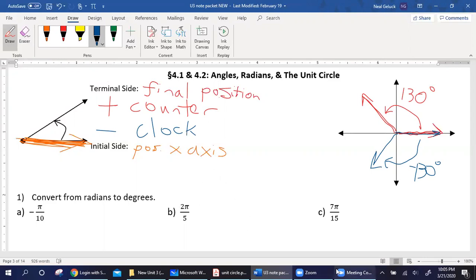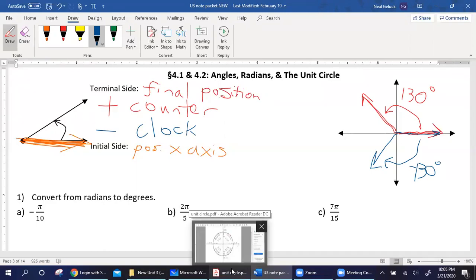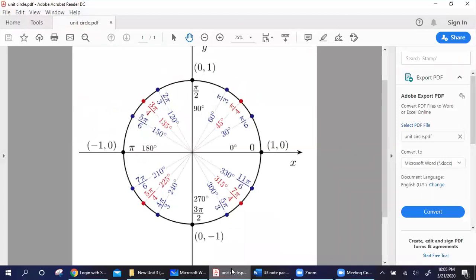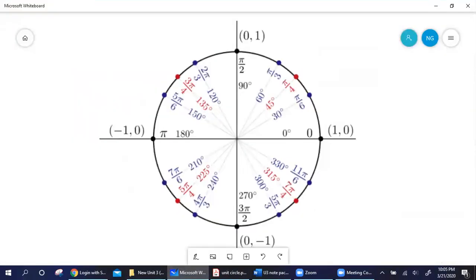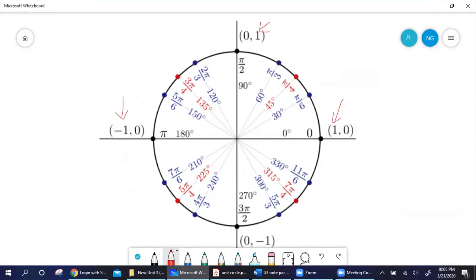On Blackboard, we have the unit circle and then a filled in unit circle. We'll talk about the filled in one in the next section of notes, or the next couple sections. But for right now, let's go to here. I want to focus on the unit circle and its angles. So a couple things. Unit circle is a circle with a radius of 1 unit. That's why it's called the unit circle. So that's why this is going at 1, 1, negative 1, etc.